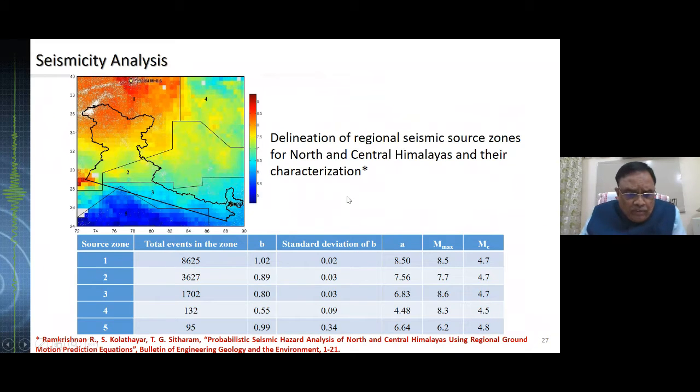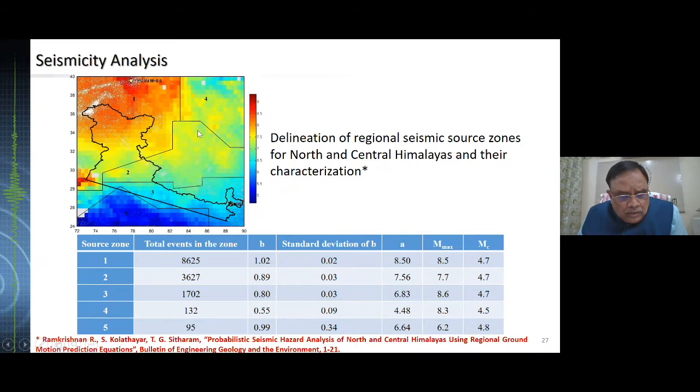I will try to conclude very quickly. These are the delineation of regional seismic source zones of North and Central Himalayas and their characterizations. We have not taken one zone; we have divided them into several zones. That's what I'm going to show you here. Where there are more events, we have called it zone one, two, three, four.